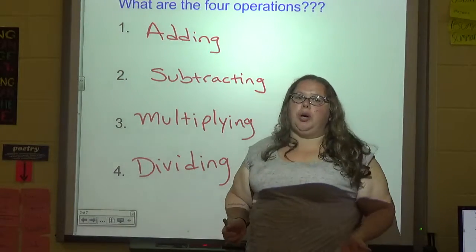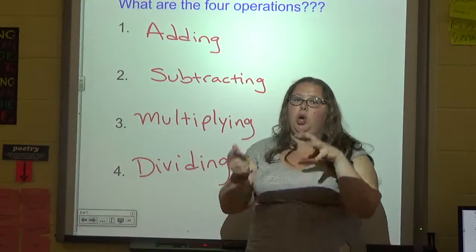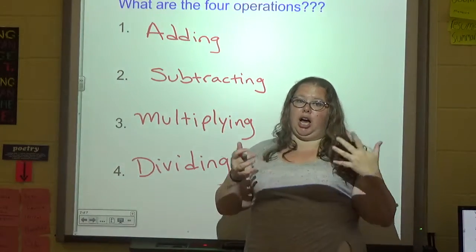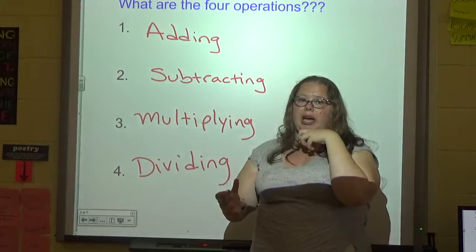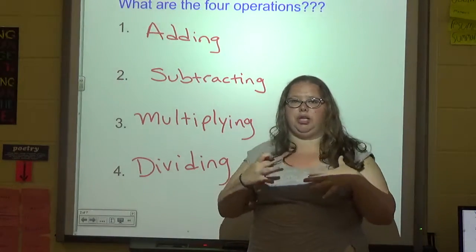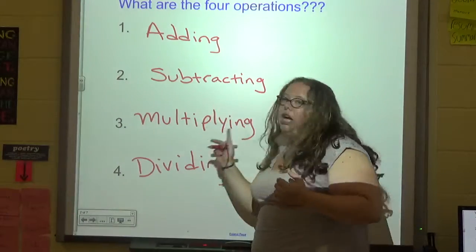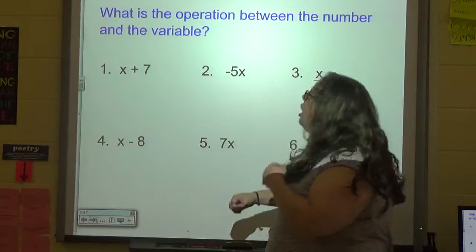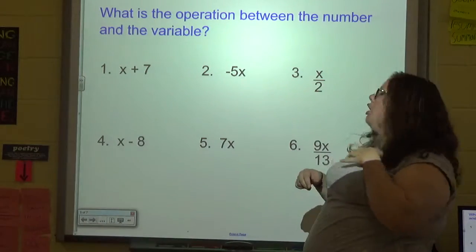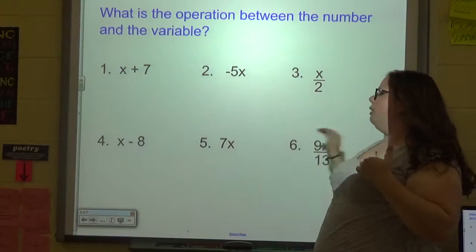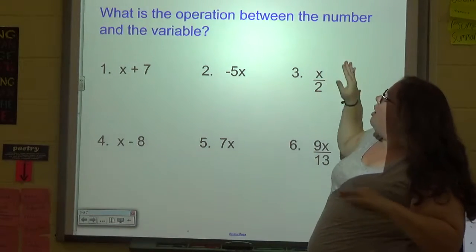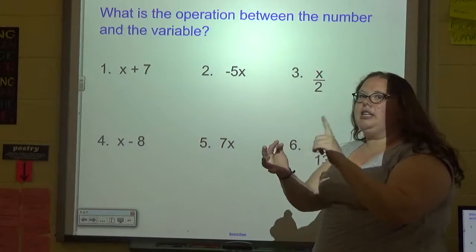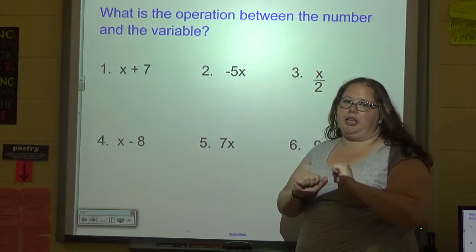So when we solve an equation, one of the things we have to think about is what's going on between our coefficients, our numbers, our constants, and our variable. We have our numbers and we have our variables. What are they doing to each other? Are they adding, subtracting, multiplying, or dividing? Alright, so pause the video. I want you to try each of these problems and just write down, what is the operation between them? Are they adding, subtracting, multiplying, or dividing?